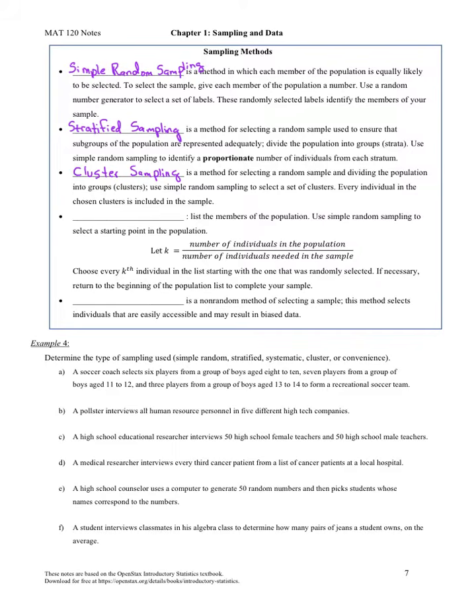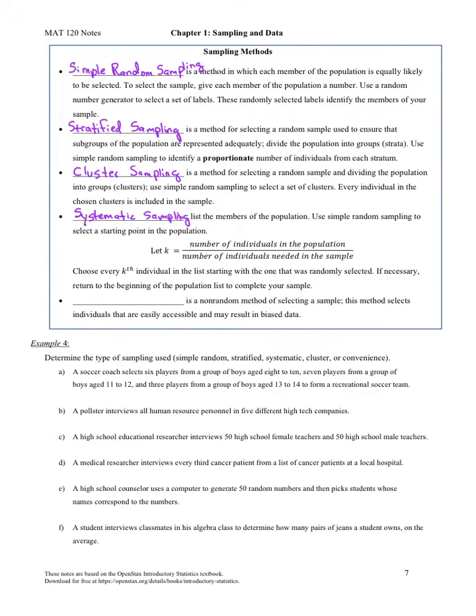Then we have what's called systematic sampling. In systematic sampling, we first list the members of the population, and then we use simple random sampling to select a starting point. We're going to let K equal the number of individuals in the population over the number of individuals needed in the sample. Then we choose every kth individual in the list. We'll do this in an example shortly.